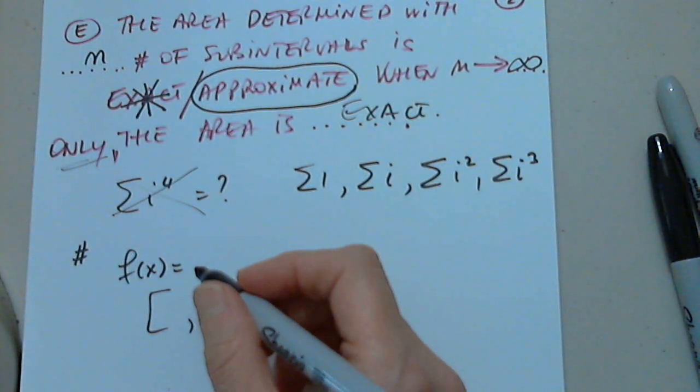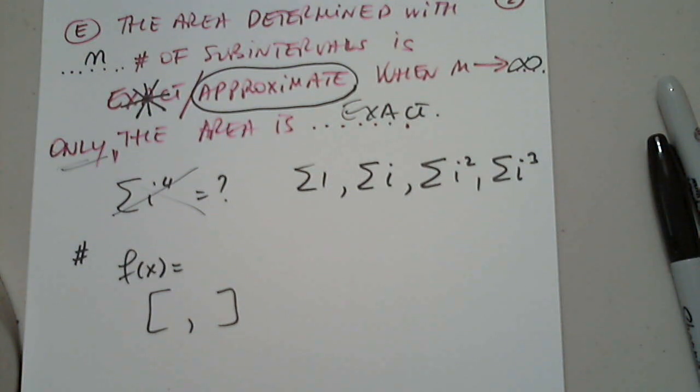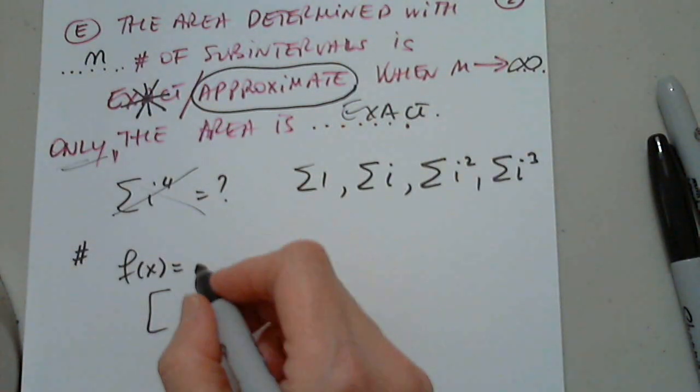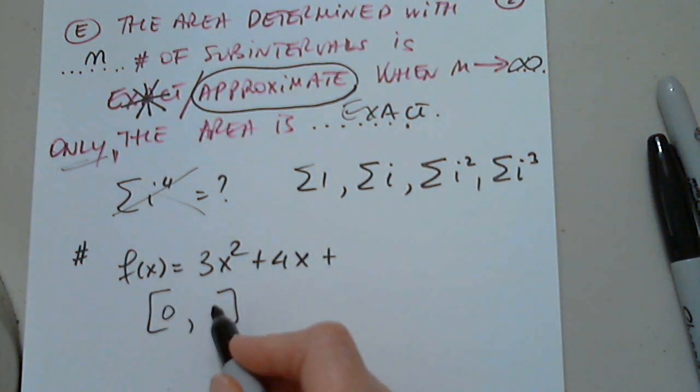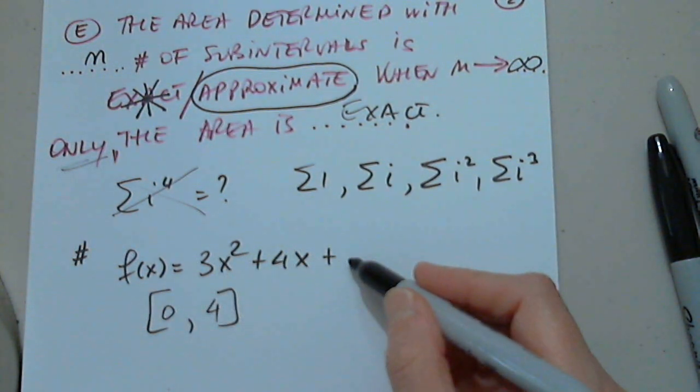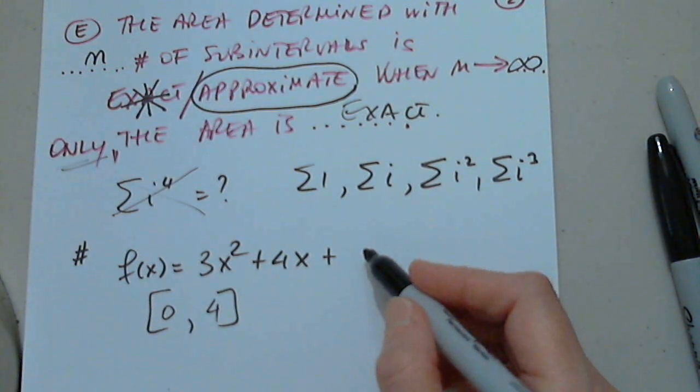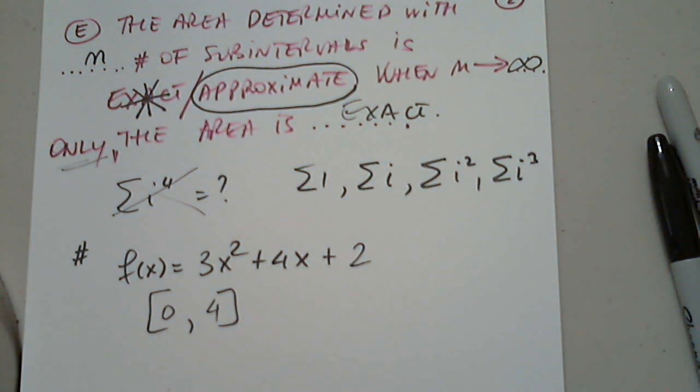Yeah, just one second. I can look it up too. It's 3x squared plus 4x plus 2 on the interval 0 to 4. And 3x squared plus 4x plus 2. Perfect. Thank you so much. Okay.